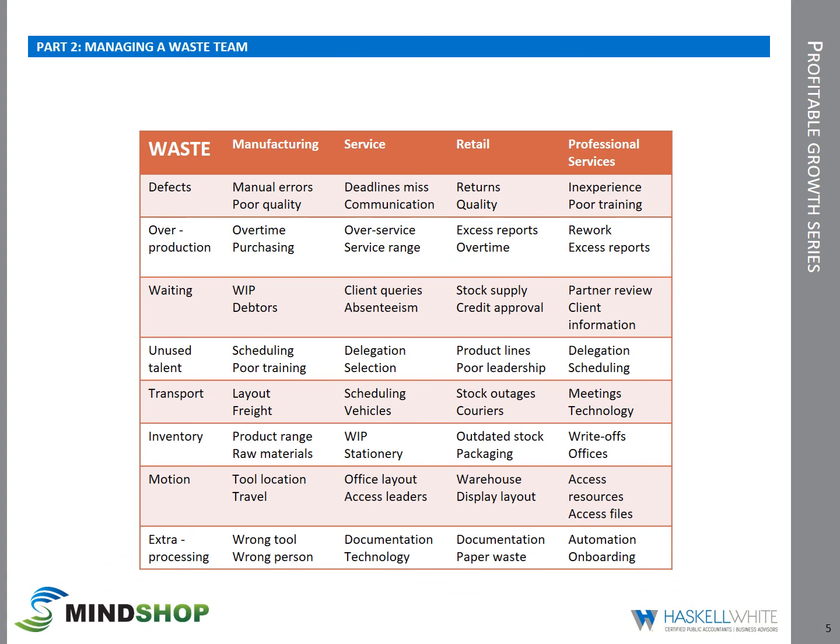When you apply those 8 wastes across the 4 different industry sectors, you can see there's some overlap, but often quite specific waste in each of those sectors. So take a look here at your particular sector, and if yours isn't listed, we can provide you some data on other sectors as well. But you can see in manufacturing, for example, which is where a lot of my clients are, you've got things such as poor quality, overtime, WIP, poor training, freight, raw materials, travel, or just the wrong tool or wrong person for the job.